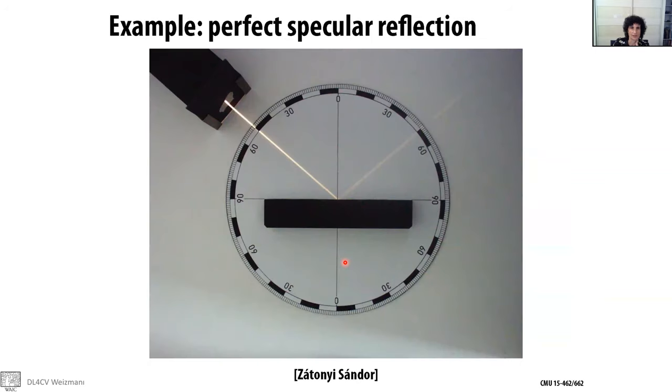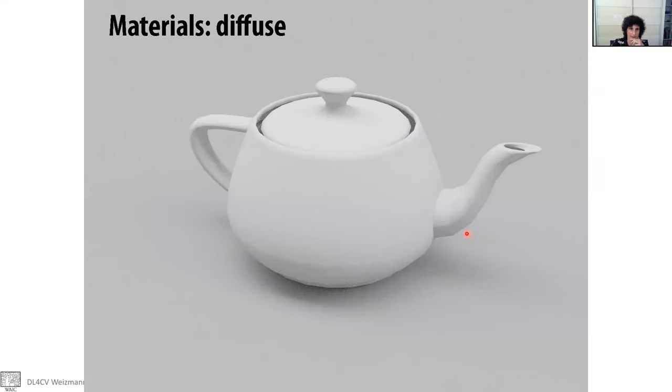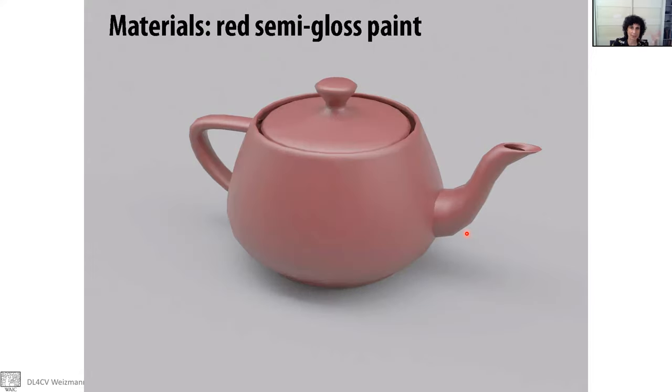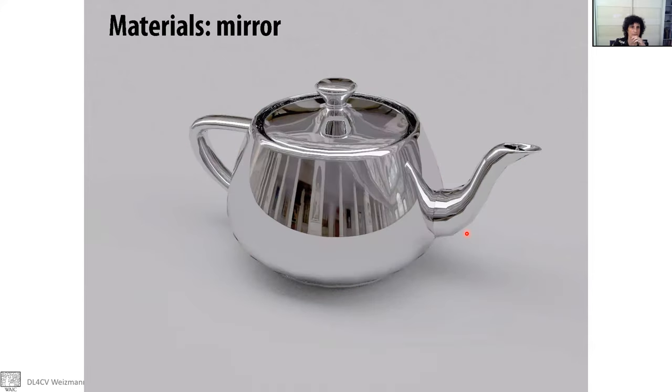Okay, yes. Good. So this is an example of perfect specular reflection. You have the light here, and this is just a perfect mirror, and it comes back at exactly the same angle, and not in any other place. These images here are renderings of materials of a teapot. This is the diffuse, what we call the diffuse BRDF, which has the same energy in every direction. This is plastic, what we call glossy. This is semi-glossy. This is mirror.